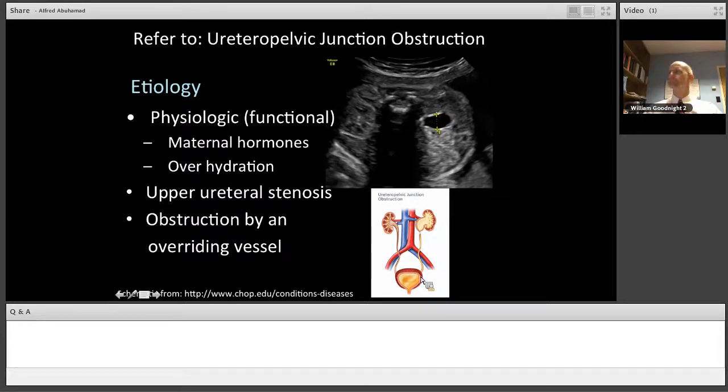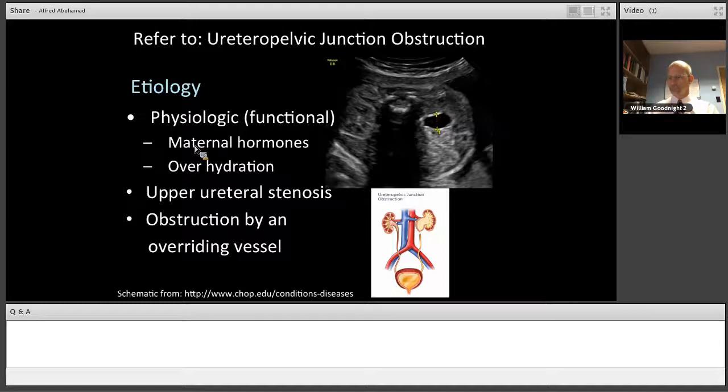Keep in mind, though, that these dilations that we see on ultrasound prenatally, most of them are actually physiologic. There's no anatomic obstruction. And why is that? There's some suggestion that the effect of maternal hormones in pregnancy, such as progesterone, dilates the fetal urinary system, and also overhydration. And I'll show you the effect of overhydration on dilation of the renal pelvis.